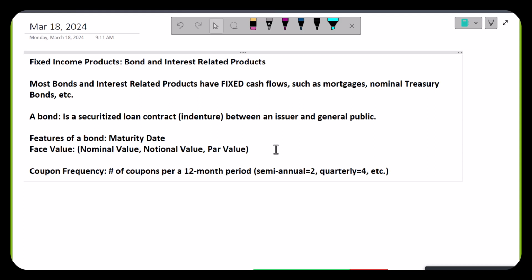But this is pretty much in the olden days. Nowadays, it's all semi-annual. Among corporate bonds, you may see some quarterly coupons, partly because corporations have quarterly financial statement frequency.